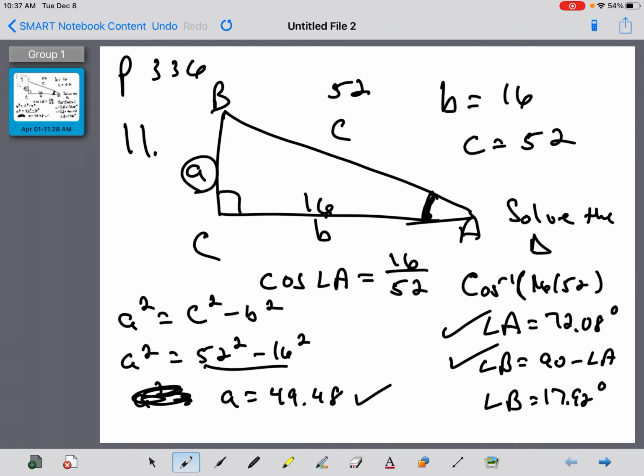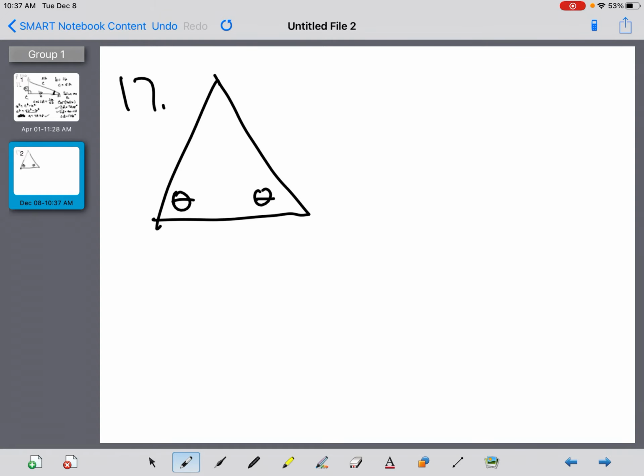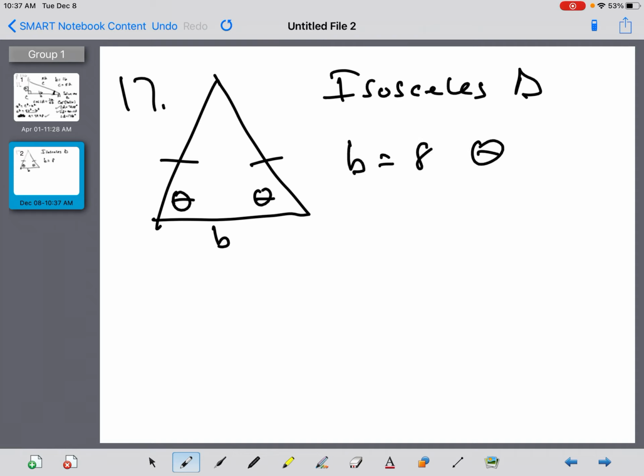All right, the next one I'm going to do is problem 17. Now notice in your book, this is your picture for problems 15 through 18. Theta, theta, and b. So isn't this an isosceles triangle? Because the base angles and the legs are congruent. So you have an isosceles triangle. In question number 17, they tell you that b is 8 and theta is 32 degrees. So I replace this with 32, this with 32, and this with 8.